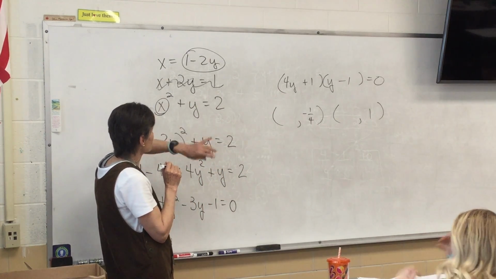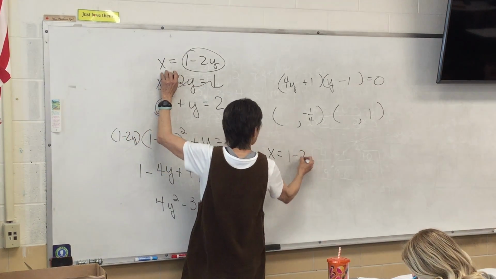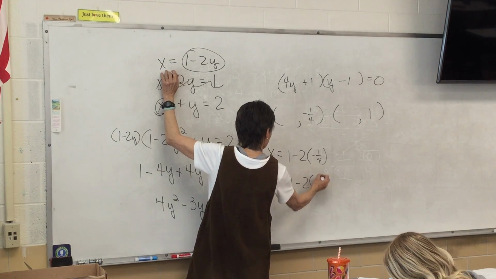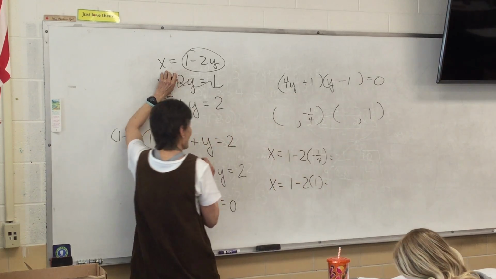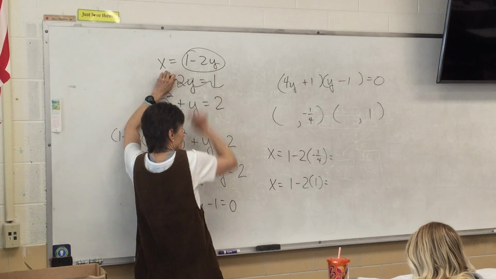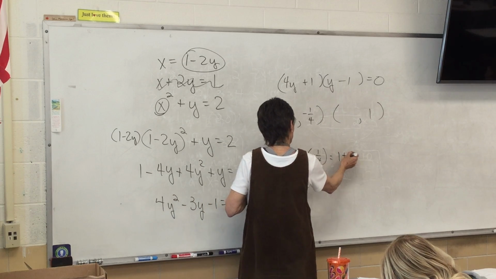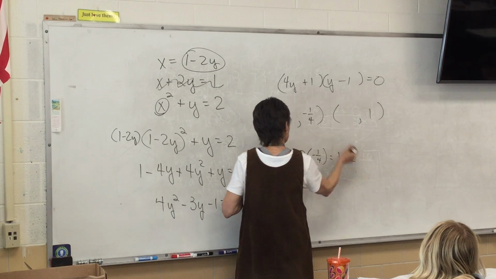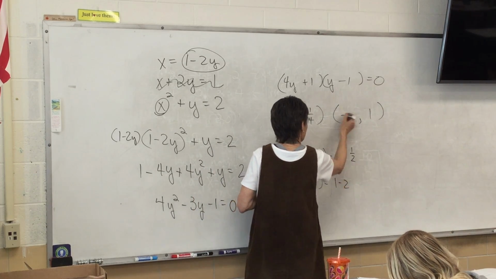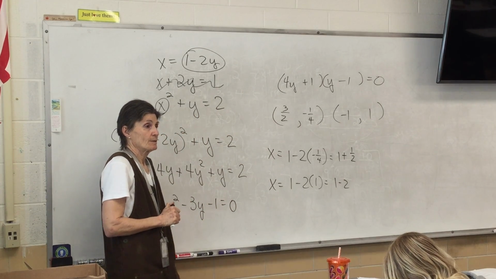Doing it the way that Sir did it, remember, x is 1 minus 2y. So can't I find my x values by just plugging in my y values right here? So let's see, this is going to be 1 plus 1/2, so 3/2. And 1 minus 2, negative 1. There are the answers to the system.